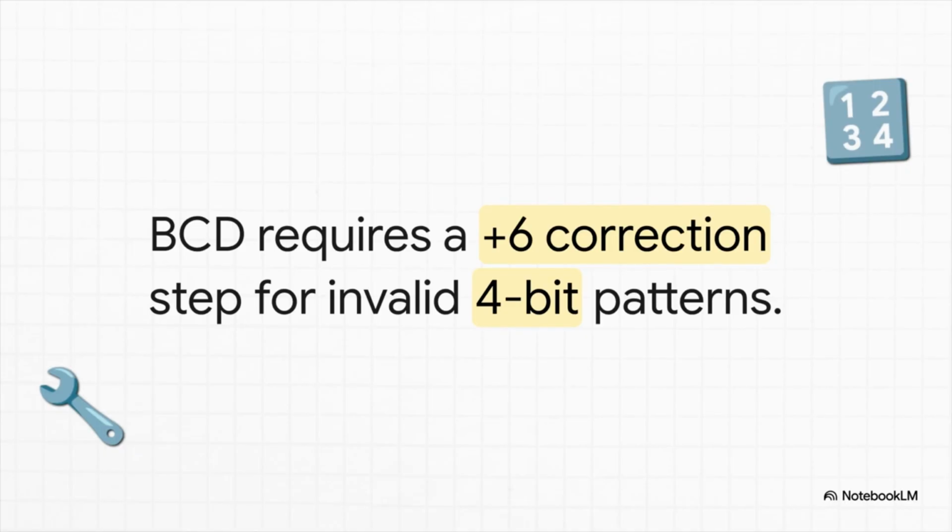So when you're doing BCD addition and your result accidentally hits one of those invalid patterns, you have to manually add a correction factor of 6 to fix it. This is a vital little quirk, and you're actually going to see it pop up again later in your syllabus when you study the 8085 microprocessor's DAA instruction. That instruction exists for one reason: to completely automate this exact BCD correction in the hardware.